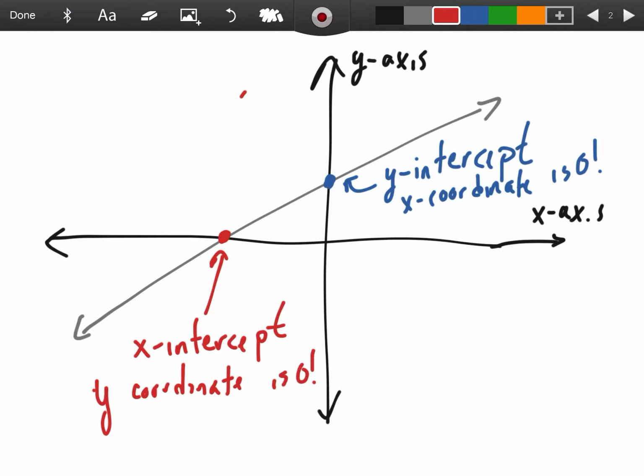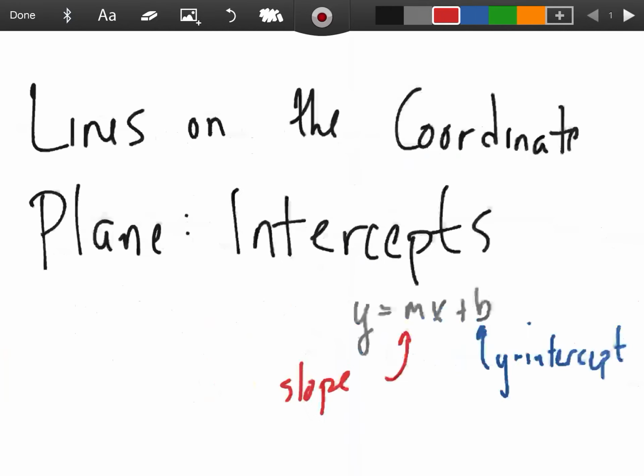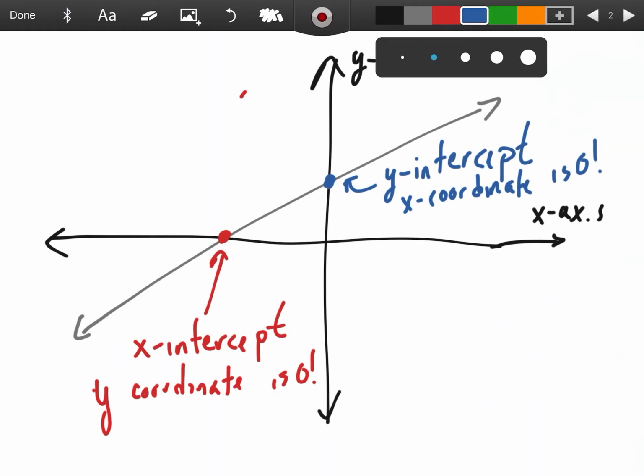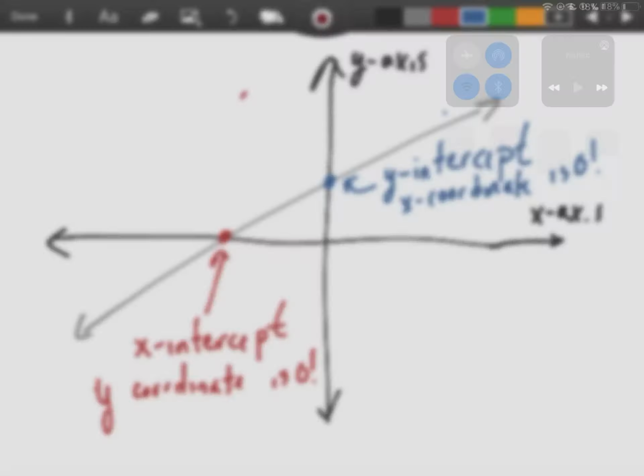All right, and again, when we refer back to our slope-intercept form, remember that the b refers to our y-intercept. We're looking for the y-intercept in that case, not the x-intercept. Hope this helped you guys out and you have a better understanding of intercepts.